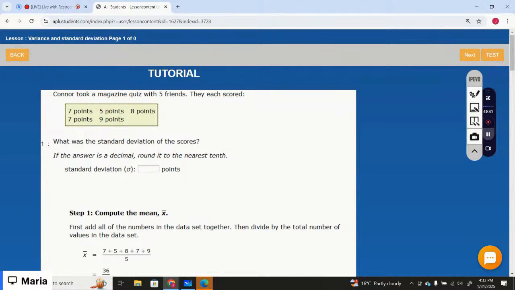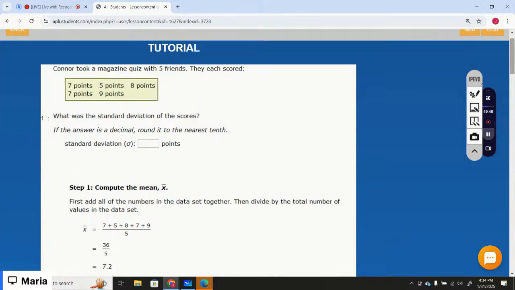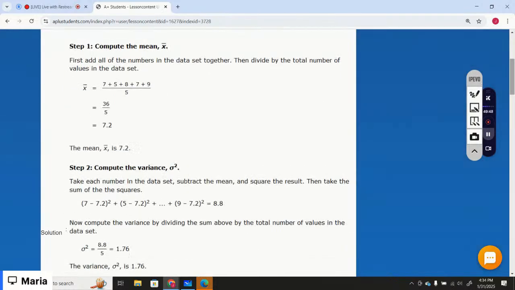Connor took a magazine quiz with 5 friends. They each scored. What was the standard deviation of these scores? So you need to calculate the standard deviation. The first thing you have to do is calculate the mean. Then you have to compute the variance. You have to take each number in the data set, subtract the mean, and square the result. You have to calculate the squares now. You need to add them all and divide by the number of values.